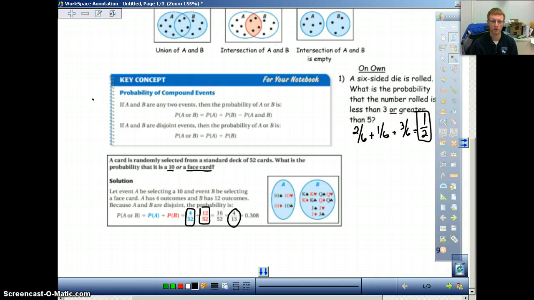Again, it's disjoint. They don't overlap at all because it's less than 3 or greater than 5. So that means we can have a 1 or a 2, that's 2 out of 6. We can get a 6, that's 1 out of 6. You add those together, it's 3 out of 6, which is a total of 1/2. One or the other. Okay, so let's move on to the next page.